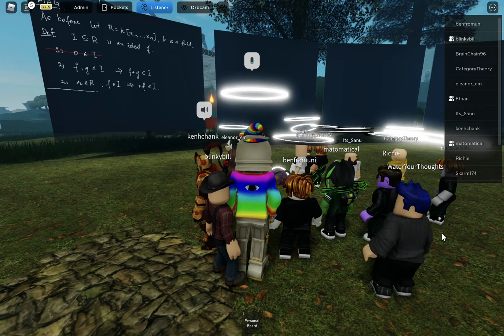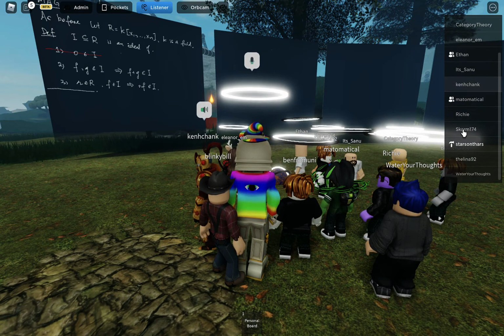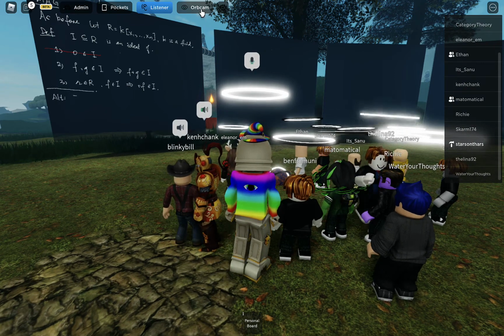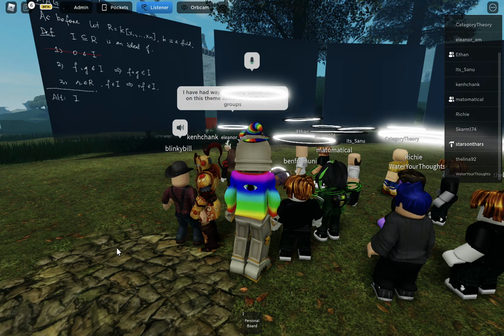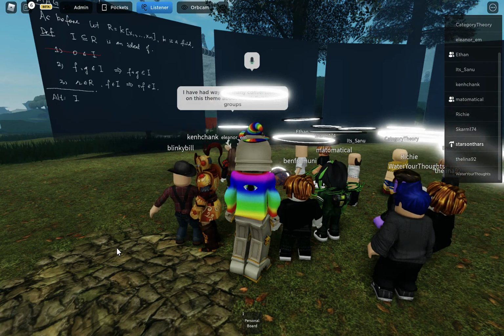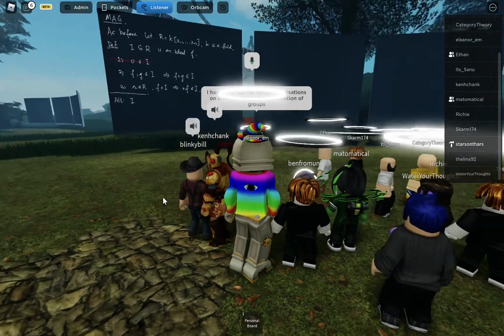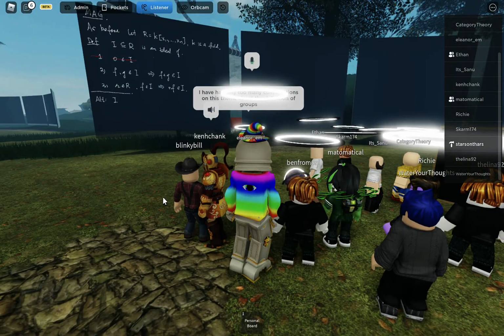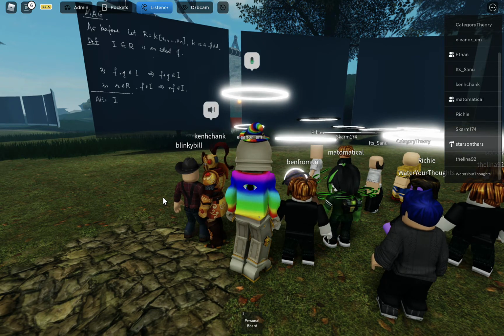So, an alternative way of saying this, right? Wait, doesn't condition one exclude the empty set from being an ideal? Yeah, I guess it does, doesn't it?